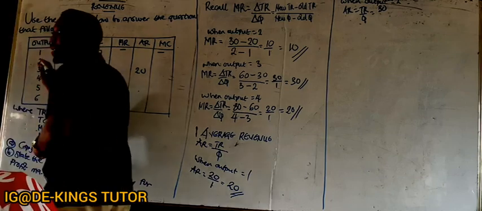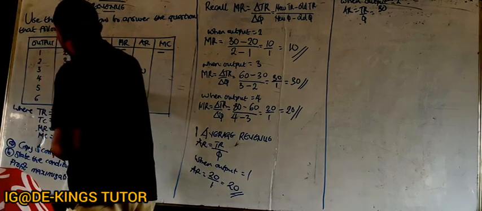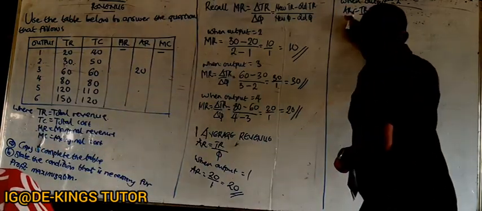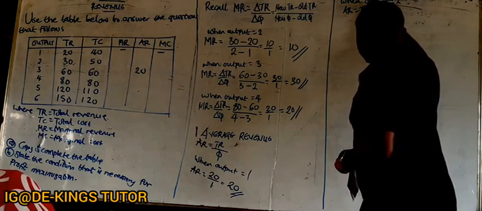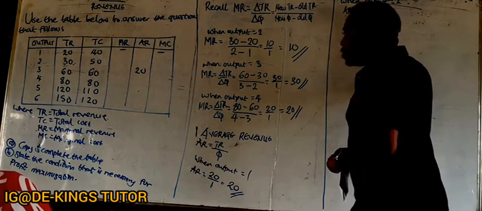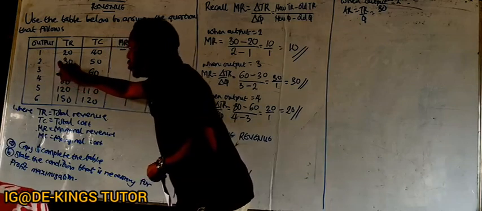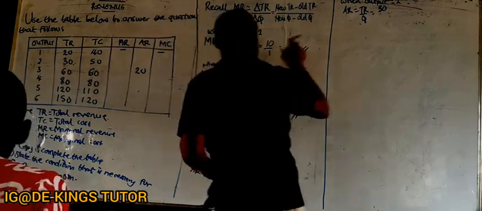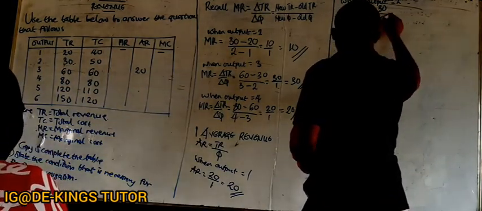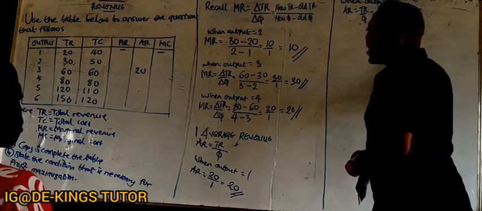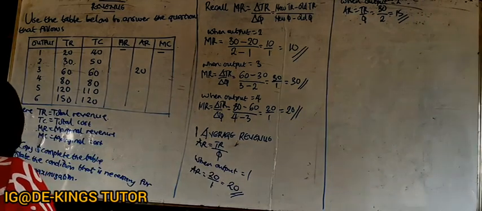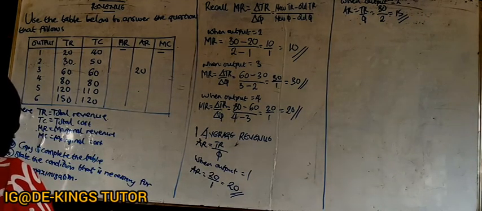I said whenever you're solving for a particular output, you take cognizance of the row and the value which you are using for a formula. We are solving for average revenue, so what we take cognizance of is the total revenue and the quantity. When output is 2, total revenue is 30, divided by quantity, 2. So 30 divided by 2 gives us 15. So my average revenue is 15. Any question on that?